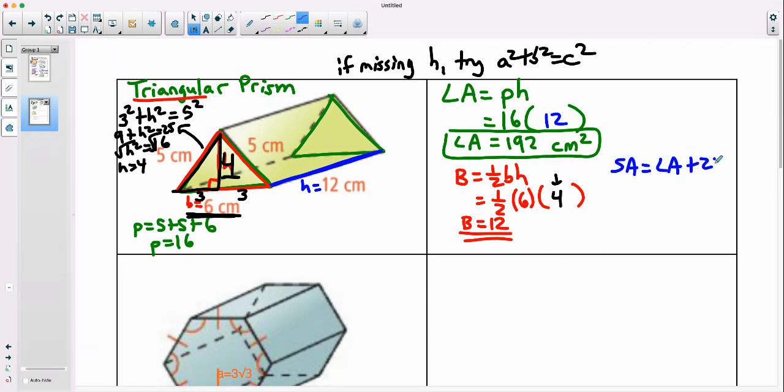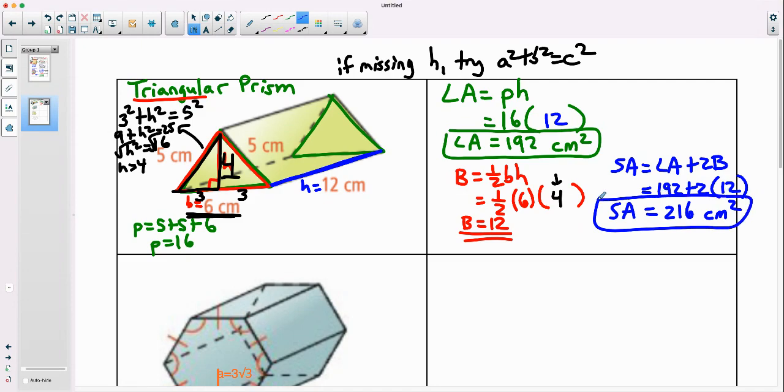LA plus 2 times B. LA was 192, 2 times the base, which has an area of 12. So we have really 192 plus 24. So 216 square centimeters would be our surface area. I'm going to label that just so that you have it for your notes. This is 216 square centimeters surface area.